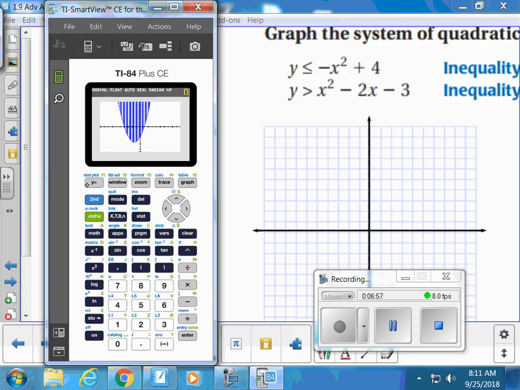If you have a black and white calculator, you're not going to have 2 colors, but it's okay. You put them both in at one time. So like this first one, it's y is less than or equal to. Is that shaded above or below? Below. So we want our first one to be shade below. So I'm going to select shade below.